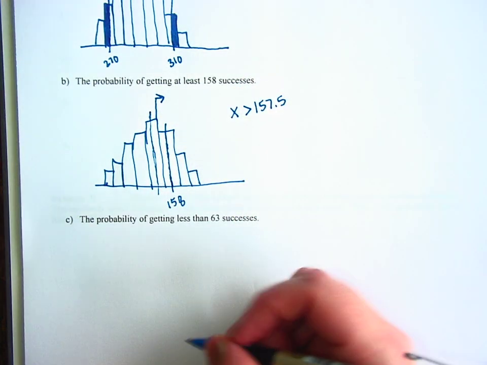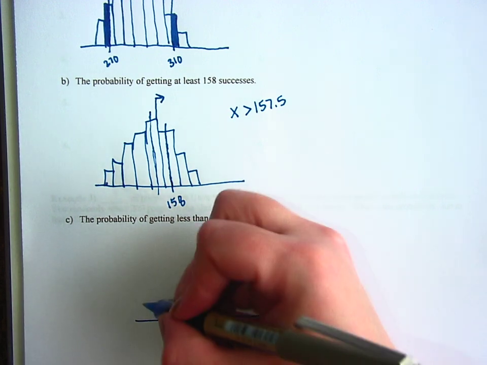Okay, probability of getting less than 63 successes.